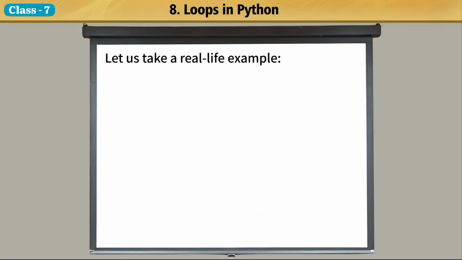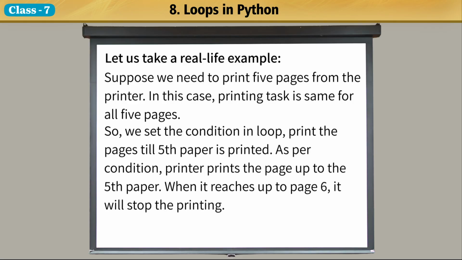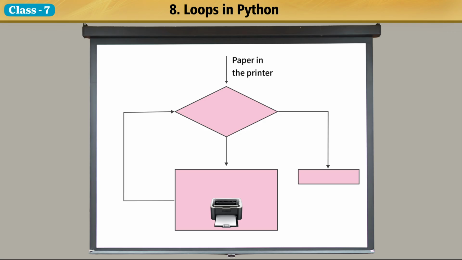Let us take a real-life example. Suppose we need to print 5 pages from the printer. In this case, the printing task is the same for all 5 pages. So, we set the condition in the loop: print the pages till the 5th paper is printed. As per the condition, the printer prints the page up to the 5th paper. When it reaches page 6, it will stop the printing. Paper in the printer, reached the 5th paper? Yes: stop printing. No: continue printing the pages.